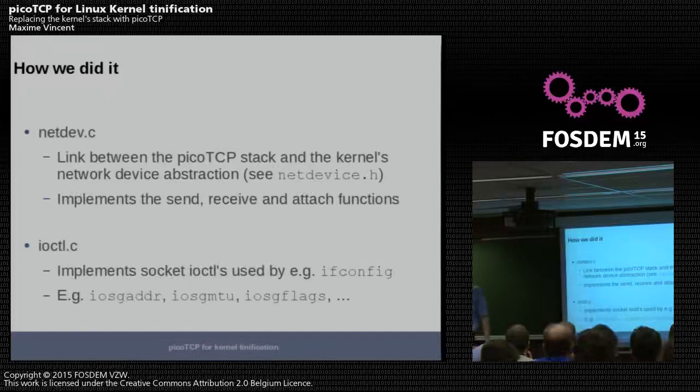And then we have IOCTL. So that's the IOCTLs to call kernel functions from user space. Tools such as ifconfig are going to use these. And here's a few examples of IOCTLs that are implemented. That's get address, get MTU, set flags, things like this.